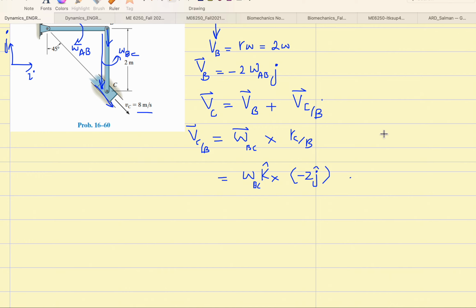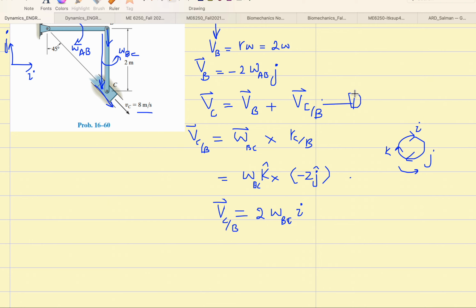Can you tell me what K cross J is? I, J, K. K cross J means negative I. You agree? Negative times negative becomes positive. So 2 omega BC I. Do you agree with me? This is VC from B.